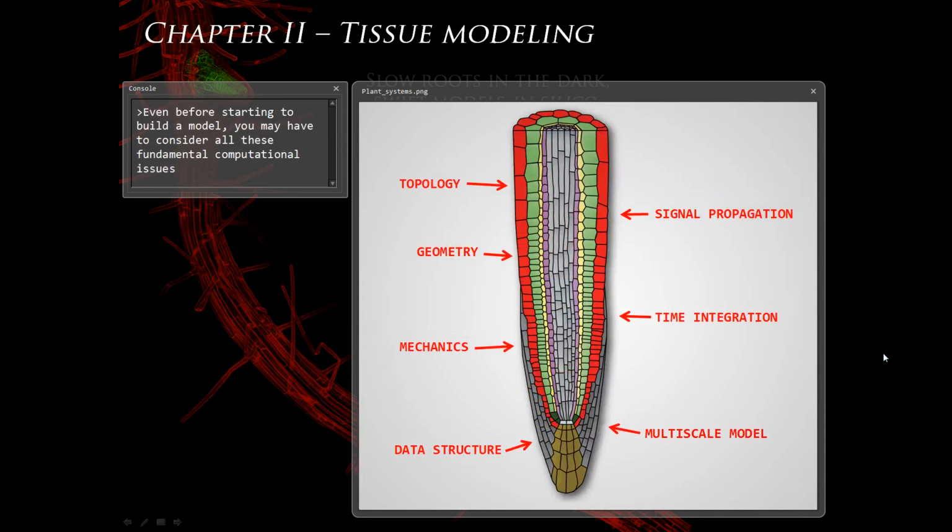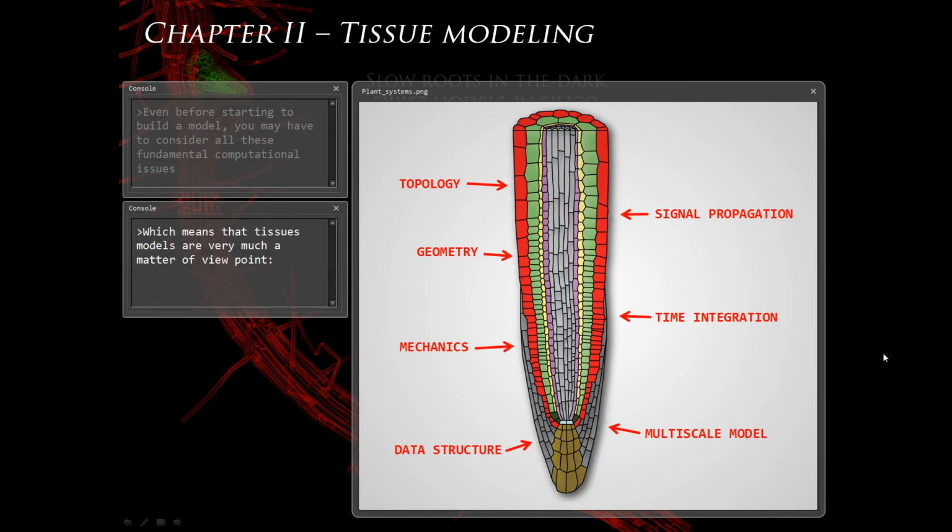All right, so even before starting to build a model, you may have to consider all those fundamental computational issues, which means that tissue models are very much a matter of viewpoint. And you have to ask, what is your favorite biological question? Or think in another way, which information field are you actually interested in? And how will you present it and consider it for all those reasons?